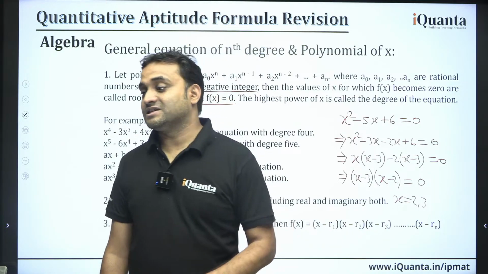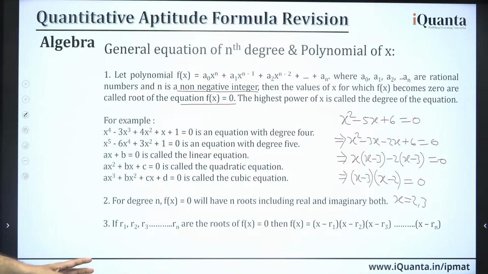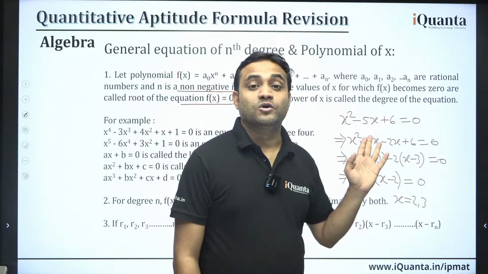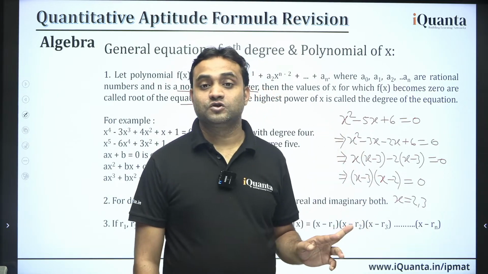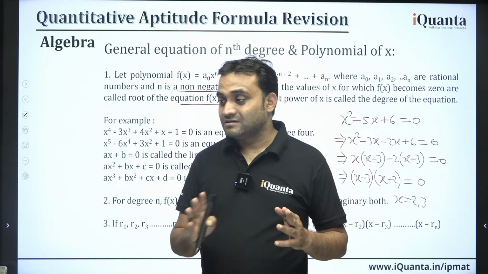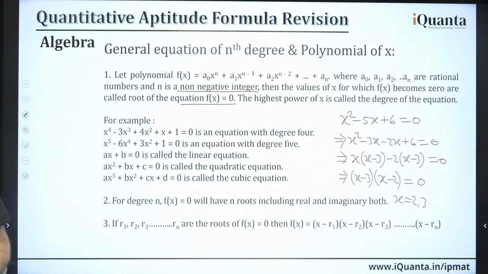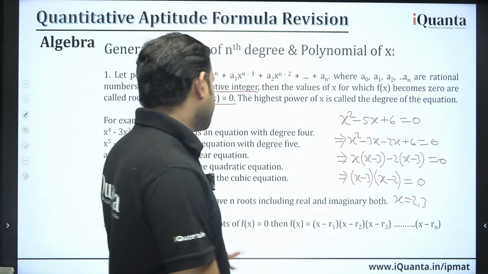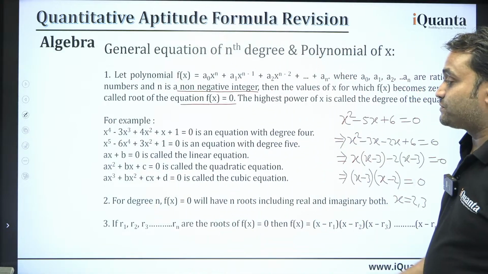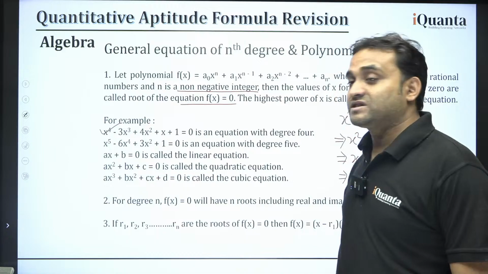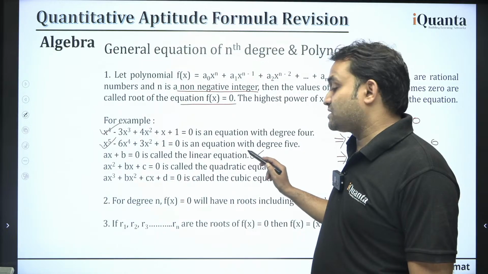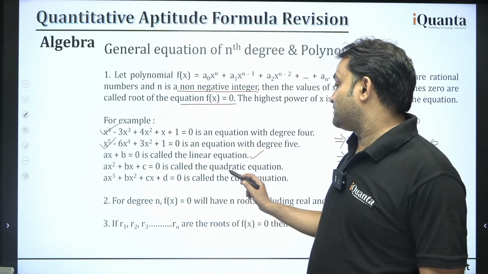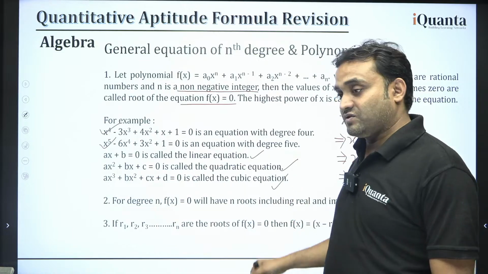All right. This is what we mean by polynomial. This is what we mean by degree. This is what we mean by roots, or as we also call it, solution. What is the solution of this equation? 2 and 3. So is it clear to you guys what is polynomial, what is degree, what are roots? Now the degree is mentioned here. An example has been given, x to the power 4, something like this. This is an equation with degree 4. This is an equation with degree 5. This is a linear equation because degree is 1. Then this will be quadratic. This will be a cubic equation.